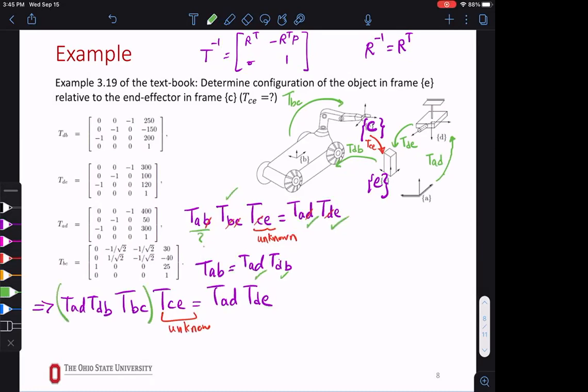I can bring this to the other side, right? So TCE is equal to, okay, how do I do this? So this has to be inverse, right? Where does it go? Does it go pre or post of the other side? So I want you to pay attention to this. This is TD, sorry, TED. This is the right-hand side. If you're getting the inverse, this will go pre-multiply.